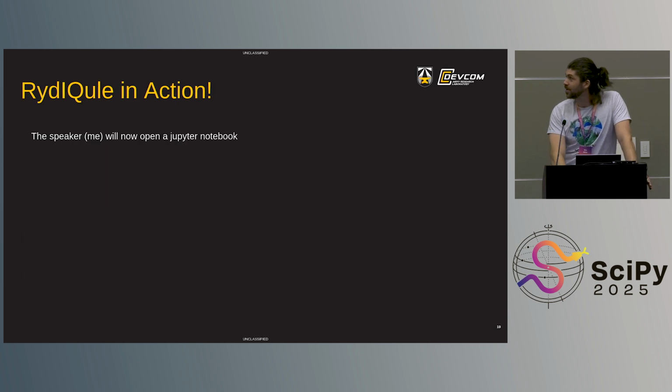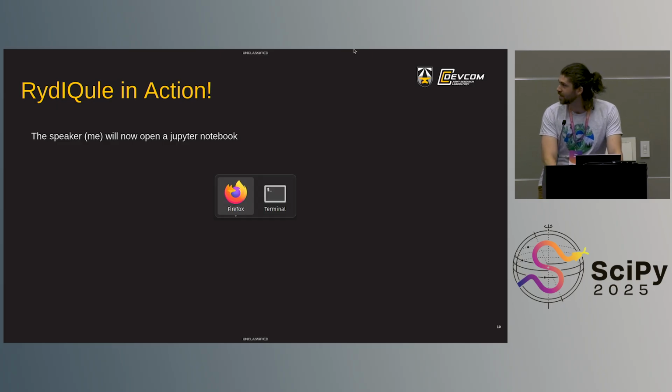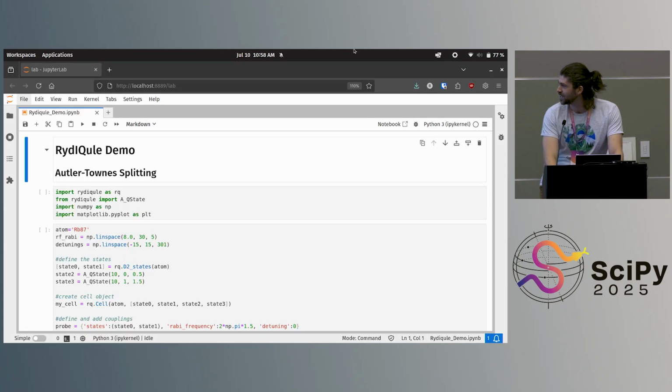And the fact that numpy is just plug and play like this has made our life so easy in the development of RydIQule. So now I'm going to open up a Jupyter notebook just so you can see exactly how easy RydIQule is. I'm not going to go into the physics here because it's more complicated than I can fit in a 25-minute talk, but the idea is there is physics going on, and there's not that many lines of code.